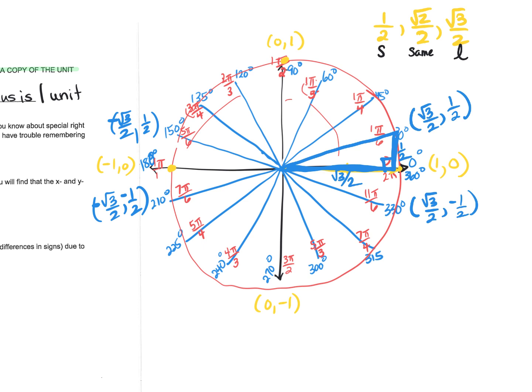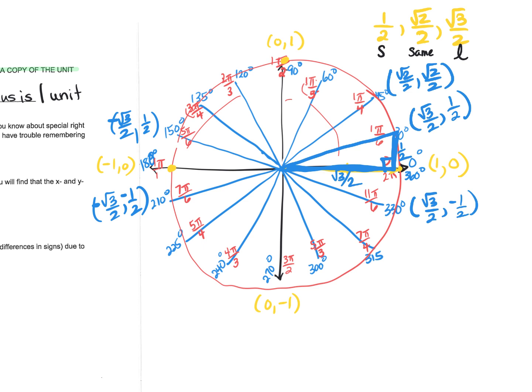Do you see it? It's the easiest way I know how to help you memorize. Root 2 over 2, root 2 over 2. Now guess what? Every single pi over 4 is the same, only you're going to change the signs. So this is root 2 over 2. This is root 2 over 2, root 2 over 2, but it's going to be negative in the x. This is root 2 over 2, root 2 over 2, but it's going to be negative for both. This is root 2 over 2, root 2 over 2, but it's going to be negative for the y.